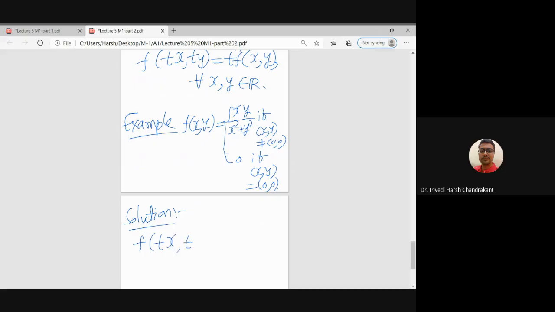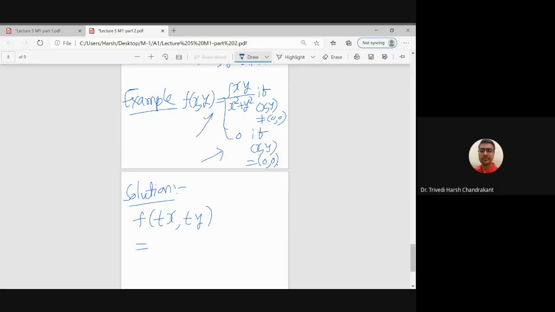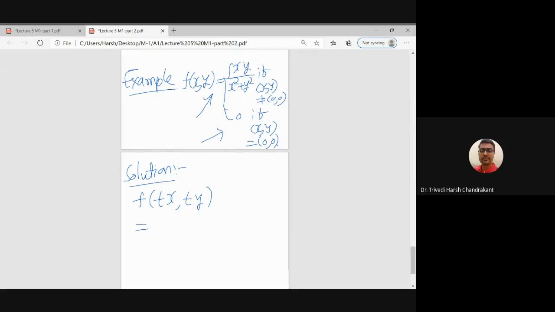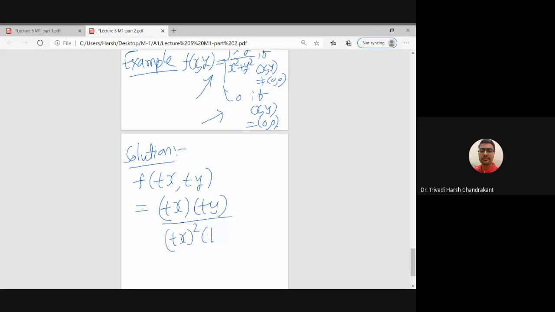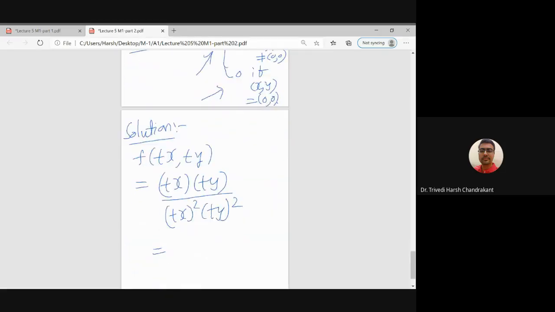So for that we need to find this value. If f of xy is 0, then f of tx ty is also 0, so in this case it's trivially satisfying this property. We need to check only the other case. For that, f of tx ty will be tx into ty divided by tx square plus ty square, depending on what function we are given.